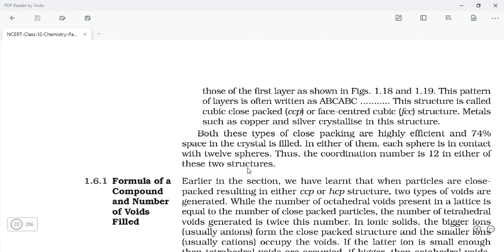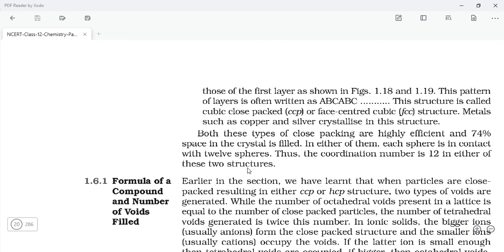Particles are closely packed in solids, so we consider the number of close packed particles in the primitive cell. We are talking about the primitive cell for the entire chapter, no? That's the way to study solids. You can study solids without the primitive cell, especially later, and you might find some other method in college or somewhere, but for your level you have to understand only this method. The number of tetrahedral voids generated is twice this number.